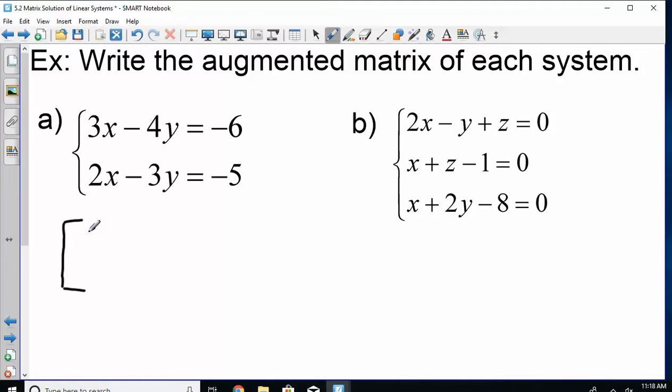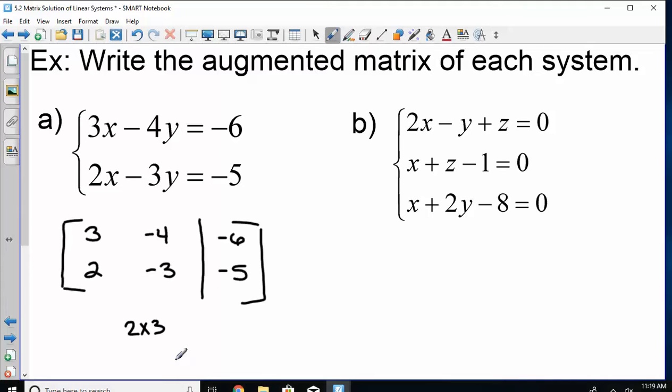So then my first row would be 3 for my x, negative 4 for my y, the vertical bar is your equals, and negative 6. Second row would be 2 for the x, negative 3 for the y, equals negative 5. Make sure you're lining them up. You know, your rows and columns, everything lines up. What would be the size of this matrix? 2 by 3, 2 rows, 3 columns.